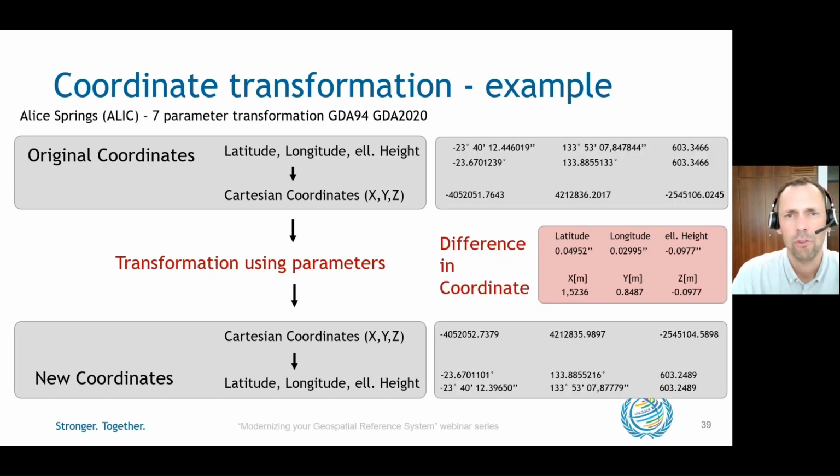On the right, you now also see a numerical example for the core station in Alice Springs by transformation from the Australian static datum GDA 94 into the new Australian static datum GDA 2020. The numerical difference in the coordinates is shown in red.